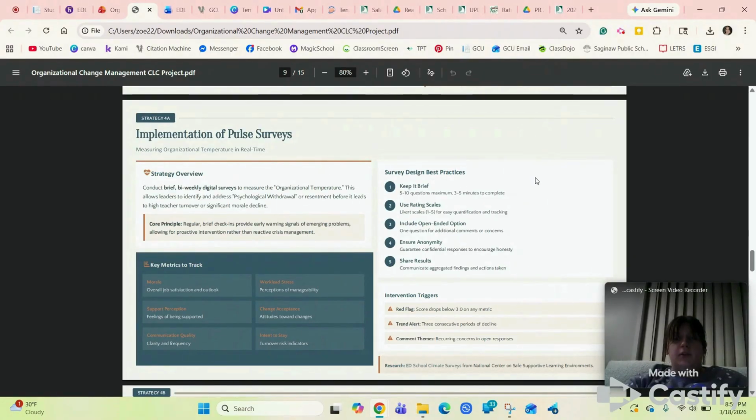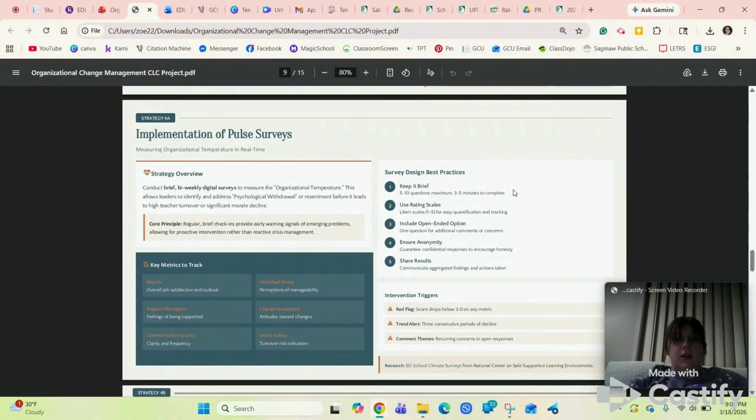What this really means is we want to make sure that we are finding when these teachers are feeling burnt out and what is causing this burnout before it results in teacher turnover and resignation from their positions. We're going to find the early warning signs of these problems, and we're going to have proactive intervention rather than reactive crisis management. So to design these protocols, we're going to keep it brief, with very few questions that won't take very long to complete, to decrease that cognitive workload.